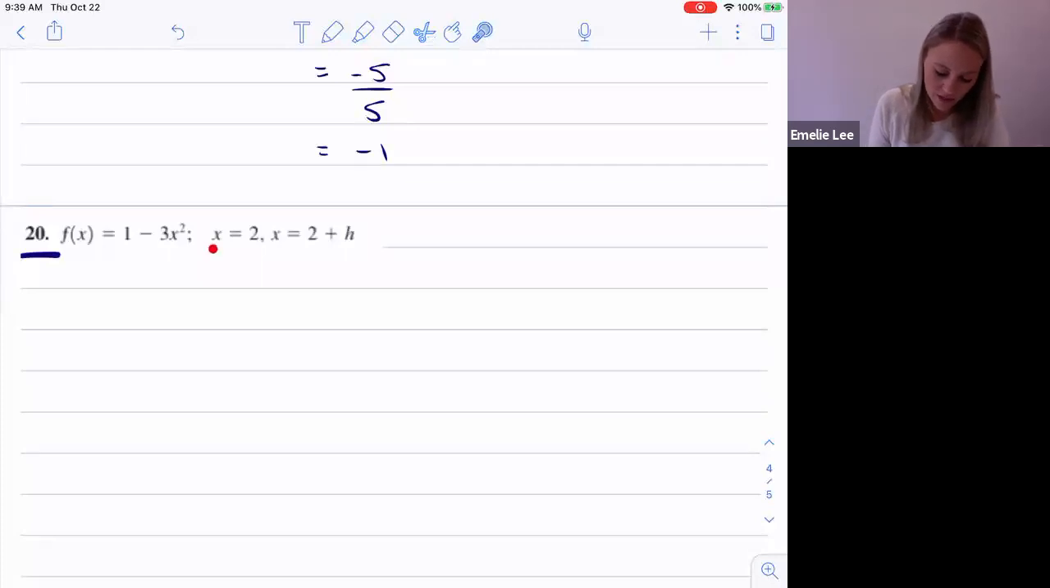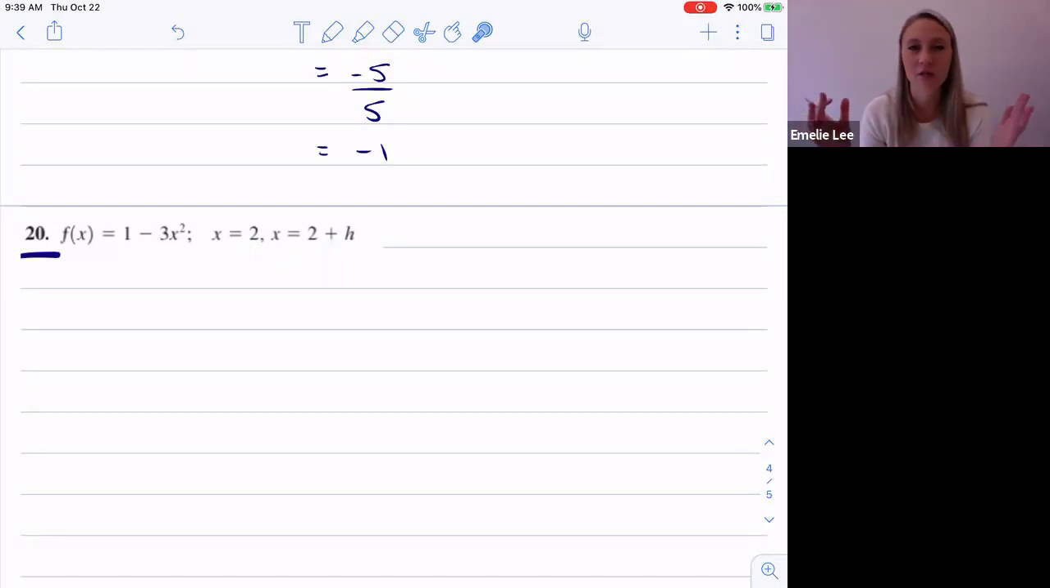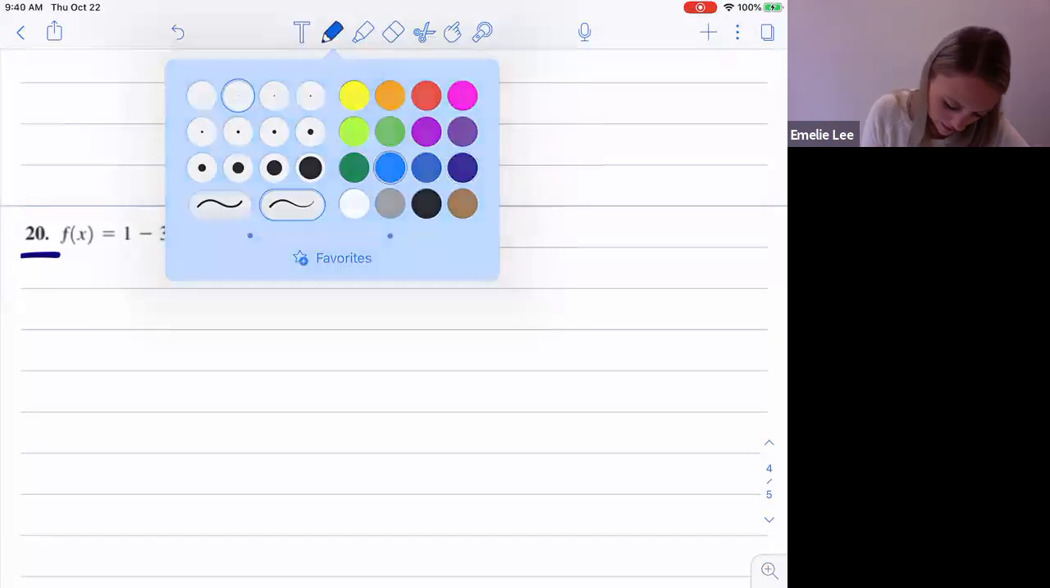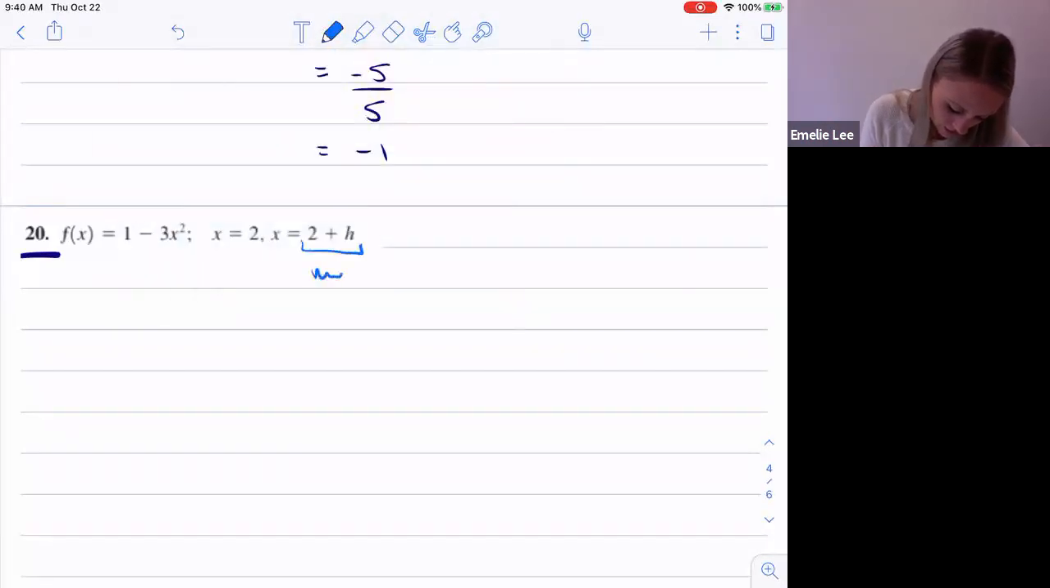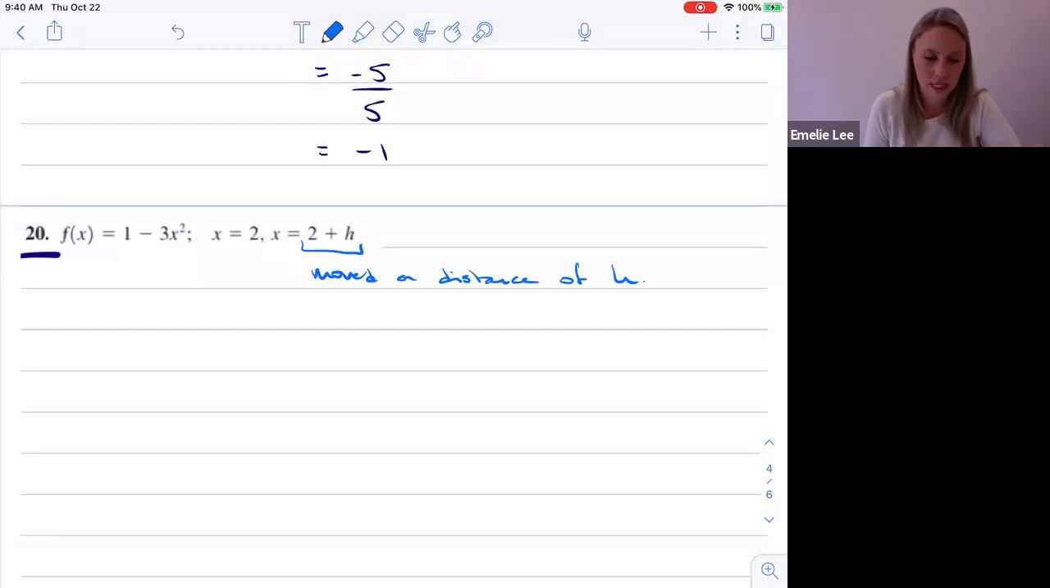So what's weird about this one, right? We're going from x equals 2 to x equals 2 plus h. So we're not saying what h is, right? We're just moving a distance of h from our starting point of 2. So we start at 2 and then we went to 2 plus h. So we've just moved a distance of h, some arbitrary h.